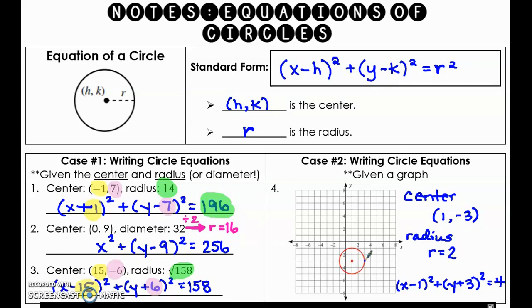So I'll go directly horizontally. It's easy to count this way because I can count 1 space, 2 spaces. That's how I get my radius of 2. I go ahead and plug it in my equation as so. Here's what I get: the quantity x minus 1 squared plus the quantity y plus 3 squared equals 4.